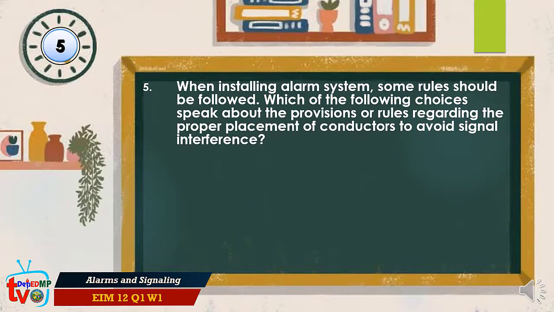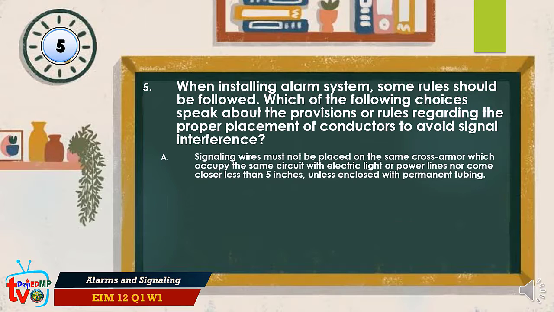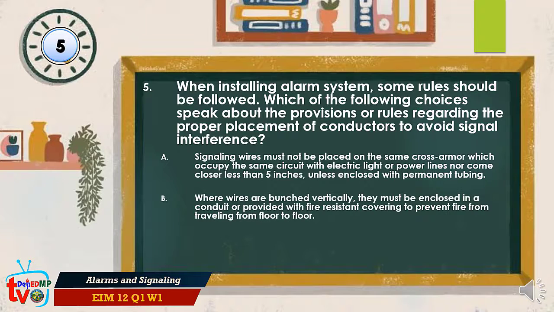Number 5. When installing alarm system, some rules should be followed. Which of the following choices speak about the provisions or rules regarding the proper placement of conductors to avoid signal interference? Letter A. Signaling wires must not be placed on the same cross arm which occupy the same circuit with electric light or power lines, nor come closer than 5 inches unless enclosed with permanent tubing. Letter B. Where wires are bunched vertically, they must be enclosed in a conduit or provided with fire-resistant covering to prevent fire from traveling from floor to floor.